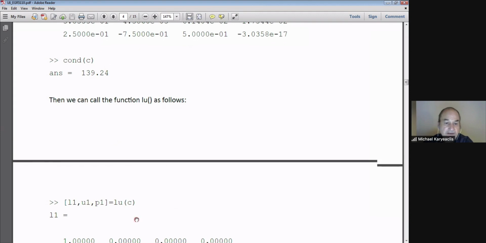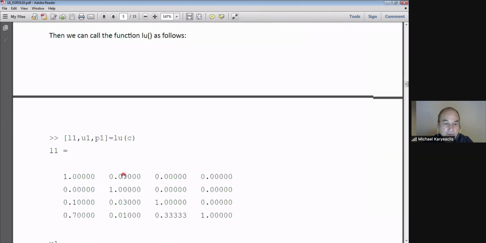So if we do it for this matrix that I just wrote here, what do we get? We get L, which is as expected: we have ones along the diagonal, all numbers down here, and as expected, the upper part is 0. And we have some small numbers here. This is part of the problem, and it is what gives us the 139 condition number.